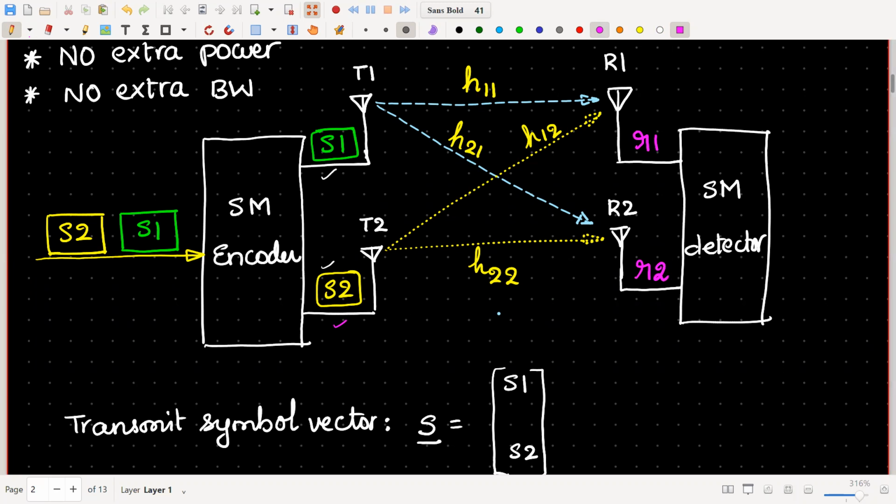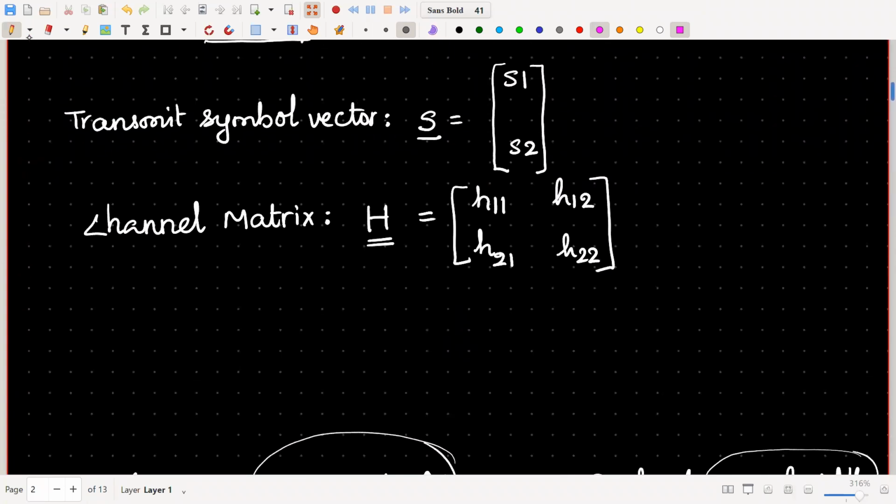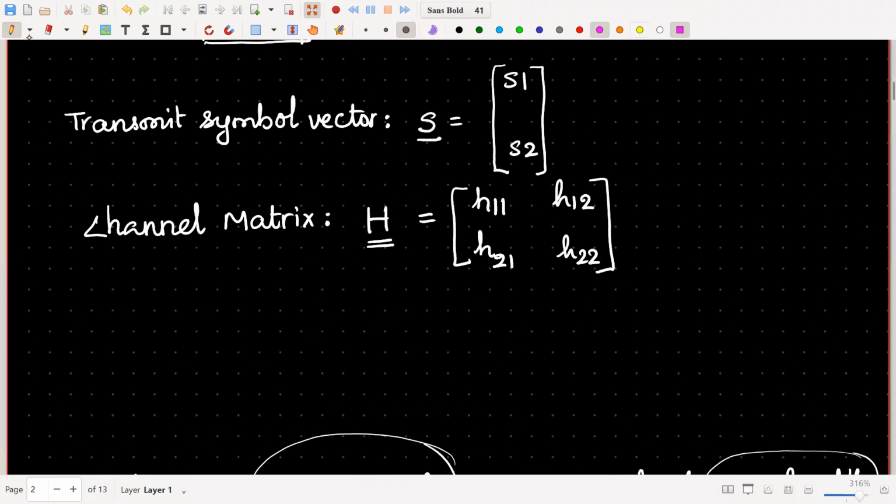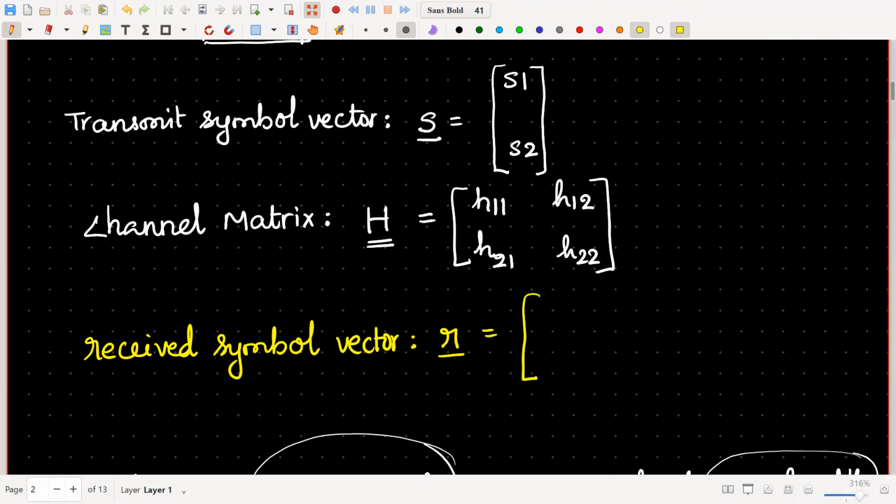Now what we can do is make use of detection methods, using which you can make an estimate for S1 and S2 from R1 and R2 respectively. Before we go there, let's just write down this received symbol vector. Let's take R. So R is equal to R1 and R2.